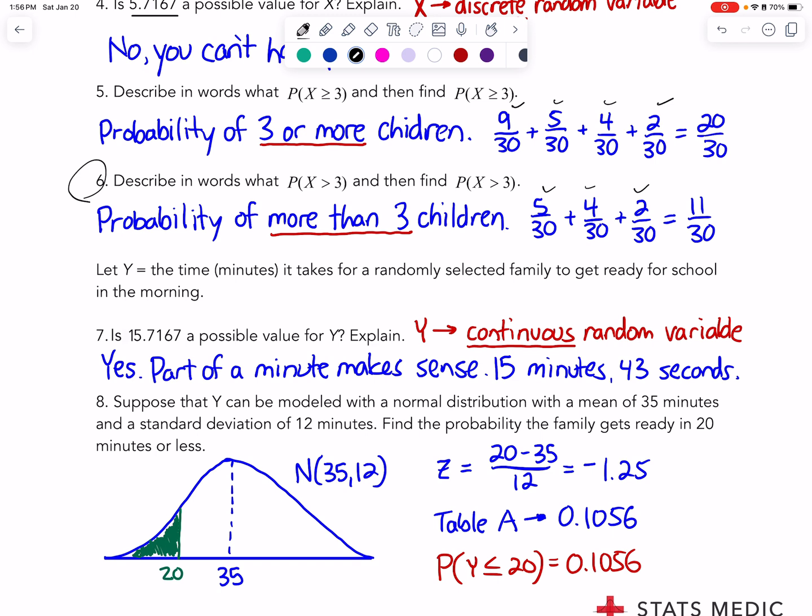Okay, let's look at y equals the time it takes for a randomly selected family to get ready for school. Is 15.7167 possible? Yes, because I can have 15.7167 minutes. I can have a part of a minute and any parts of a minute.